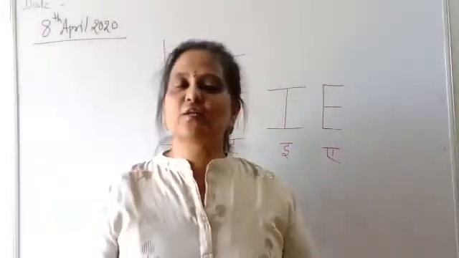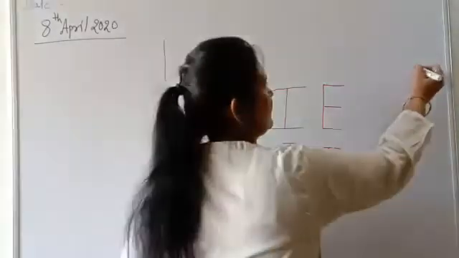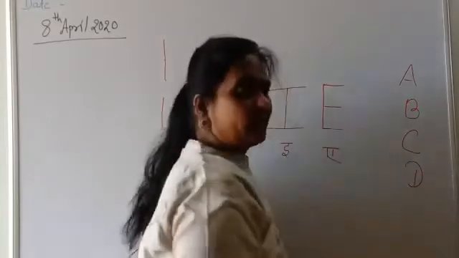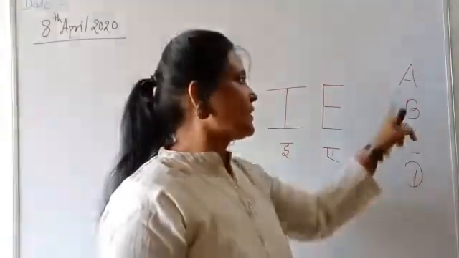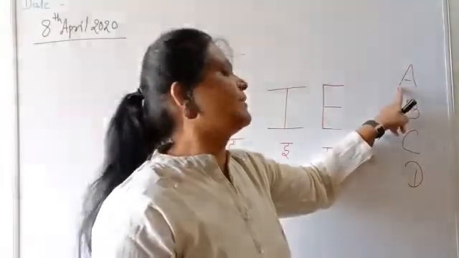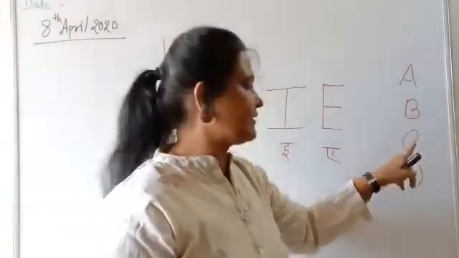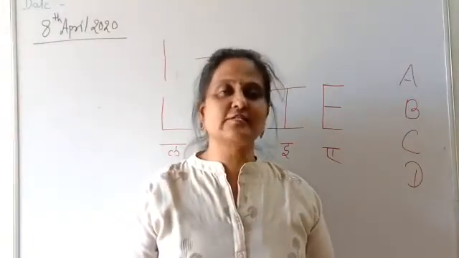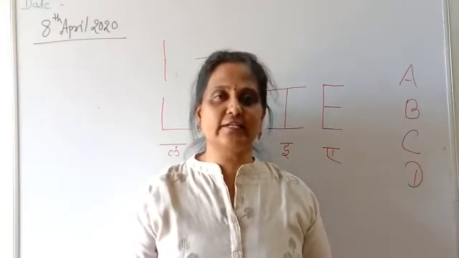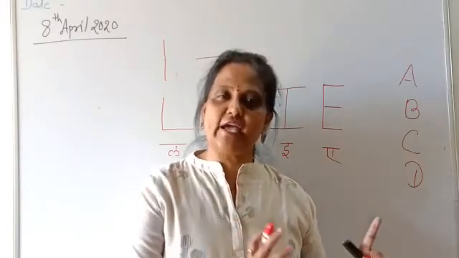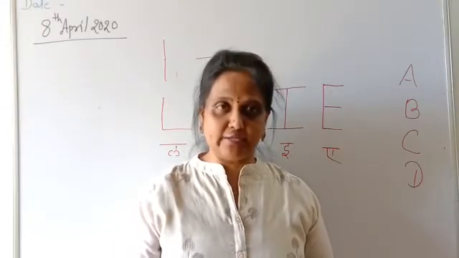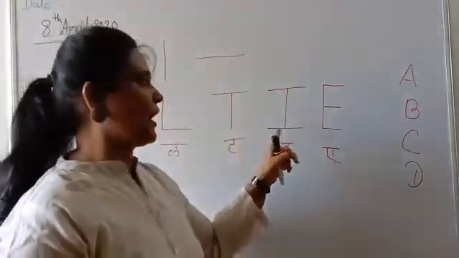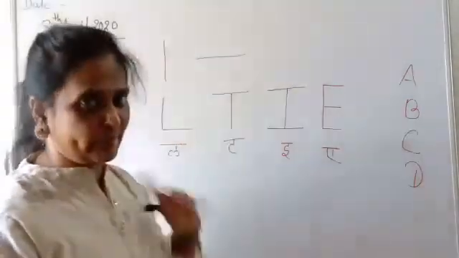L-T-I-E. We cannot start the letters like A, B, C, D in sequence, because the letter A has a standing line and here is a curved line, right? So first, when the students try to write, we have to teach the letters L, T, I, E, which are related to the standing and sleeping line. So in this session, I taught L, T, I, E, which are related to the standing and sleeping line.